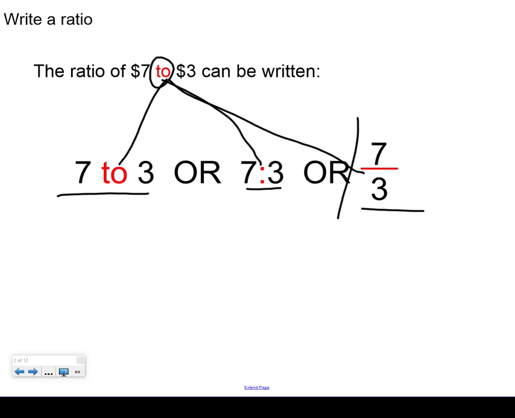And the most common one that we will be using in this class is this fraction form. Now this is not 7/3, okay? We're not actually calling it by a fraction name. In a ratio, we're comparing two quantities. So this is 7 to 3, with the TO word as your fraction bar, how we read that.